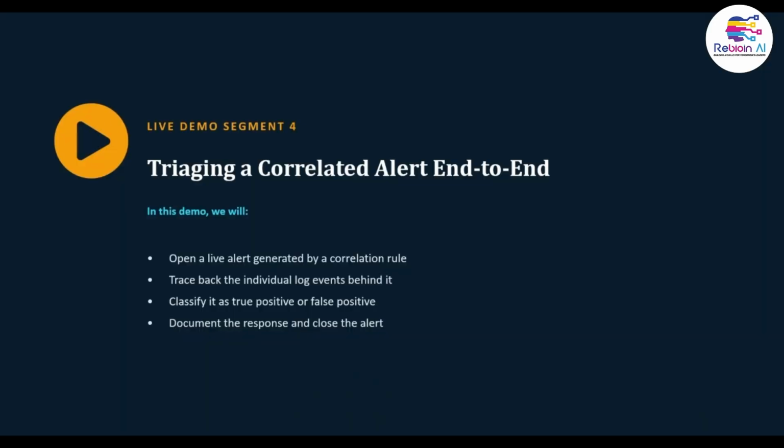So this is our final demo. Let's bring everything together. That is correlation and alert management by triaging one complete alert from start to finish. In this demo, we will open a live alert that was generated by a correlation rule, trace back the individual log events that triggered it, classify it as a true positive or a false positive, and document the response and properly close the alert. Let's switch to the demo.